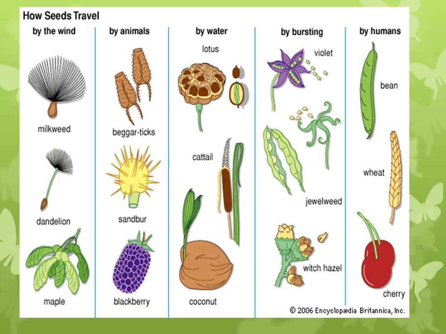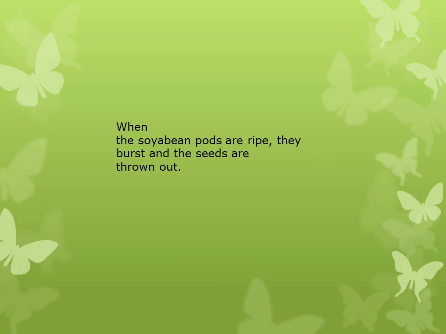Then cattail, lotus. Then by bursting is the violet, jewel wheat, witch hazel. By humans, we. Humans means we. Bean, wheat and cherry. When the soya bean pods are ripe, they burst and the seeds are thrown out. Have you seen the soya bean pods? If not, you try to watch, children.